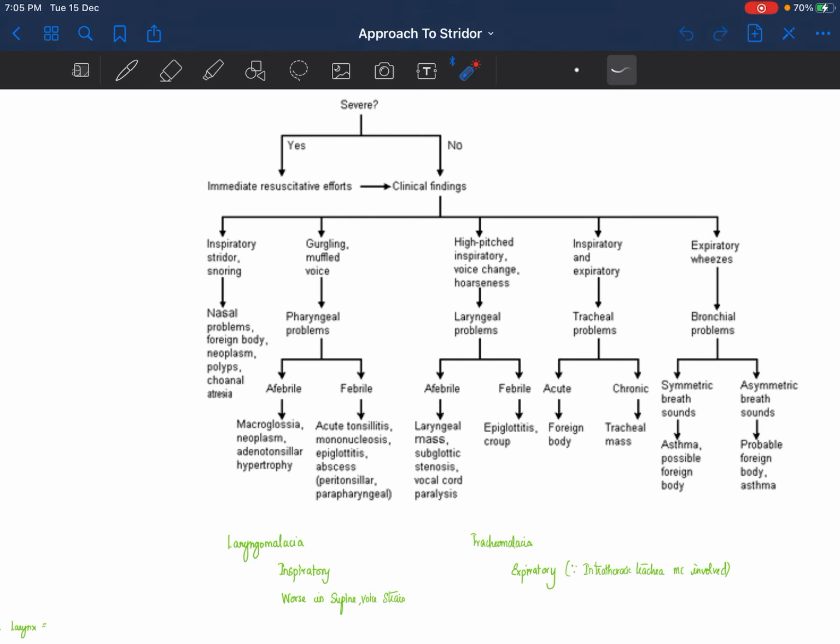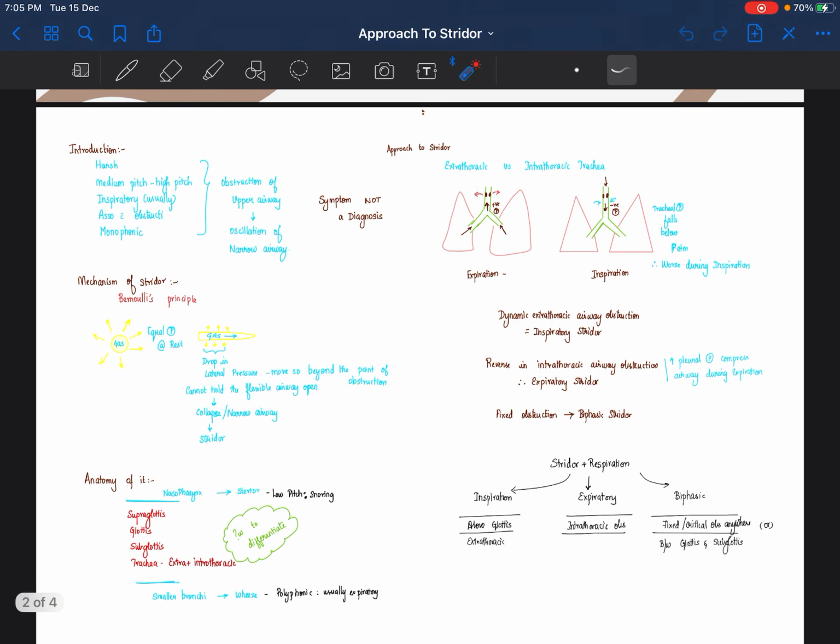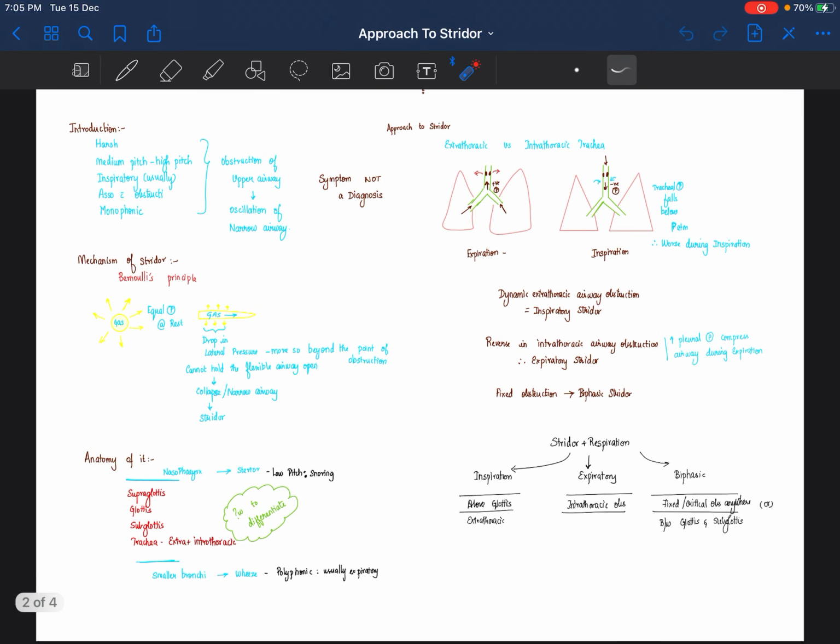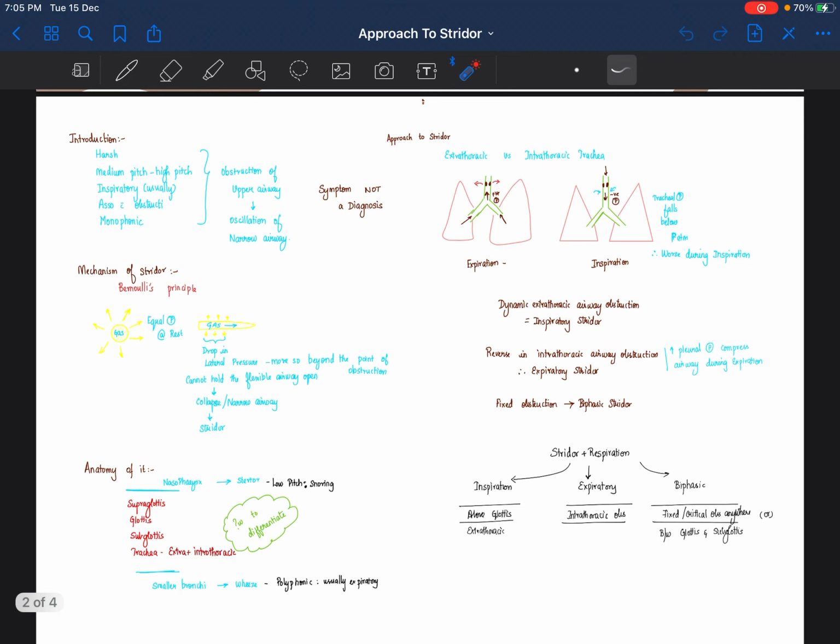So that's it. I hope we have covered stridor to some extent. I would not say everything, but this is how you approach a child clinically when the child is going to present to you with stridor for anatomical localization. You can refer up your books for the causes and work up individually once you narrow down the diagnosis.